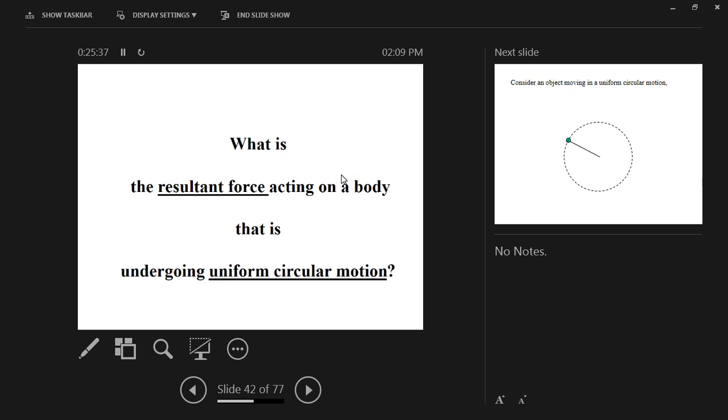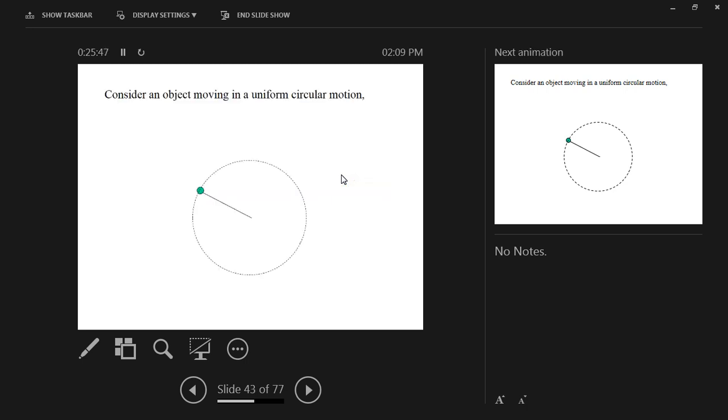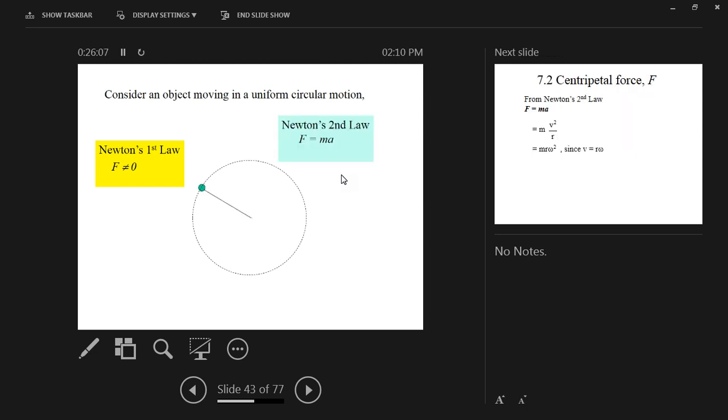Well, the next thing that we are going to look at is the resultant force. So we know that for an object that is going around in a circle, it's accelerating. What about the resultant force for that object? So again, we are going to consider an object moving in uniform circular motion. From Newton's first law, we know that the resultant force is not zero. Why? Because the direction is changing. If the direction is changing, you need a force. Therefore, F is not equal to zero. Then what is the F? Well, from Newton's second law, we know that F equals ma, where m is the mass of the object. Do you have a? Yes, we just derived the a.